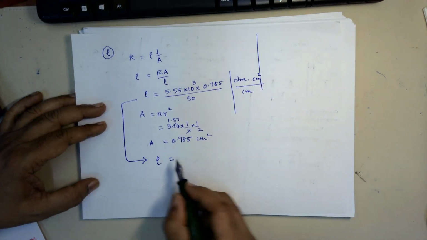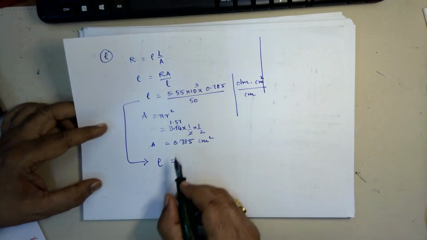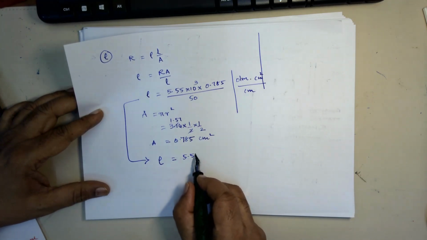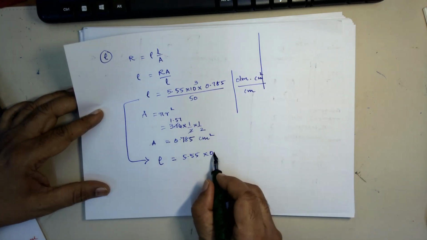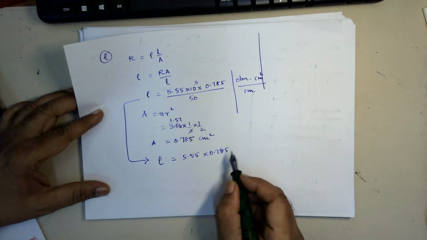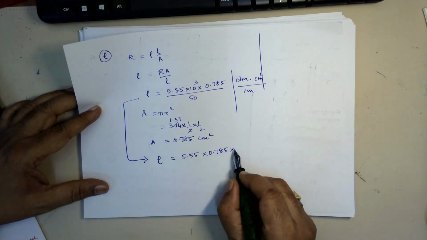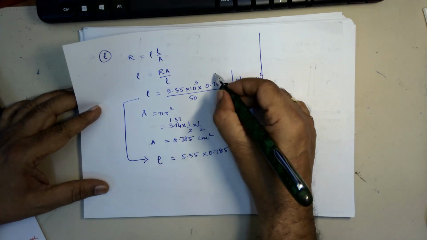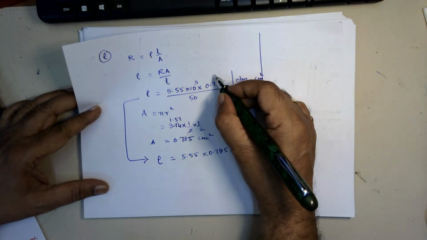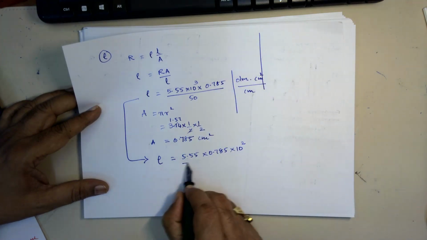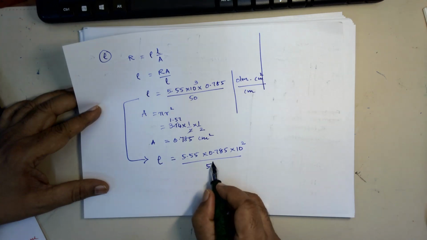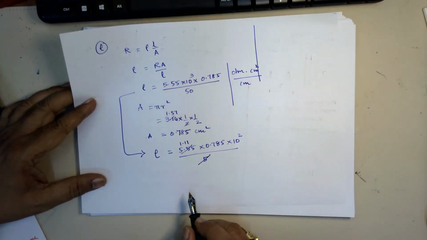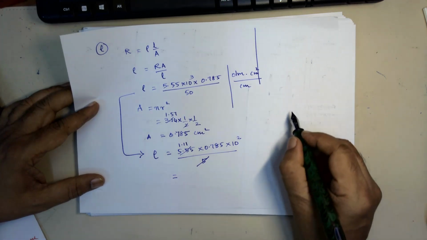So rho is equal to 5.55 into 0.785 into 10 power. This is 5 into 10, so when it goes here, 10 power minus 1, so 10 square. So I can leave this 5 and strike out 1.11. Okay.